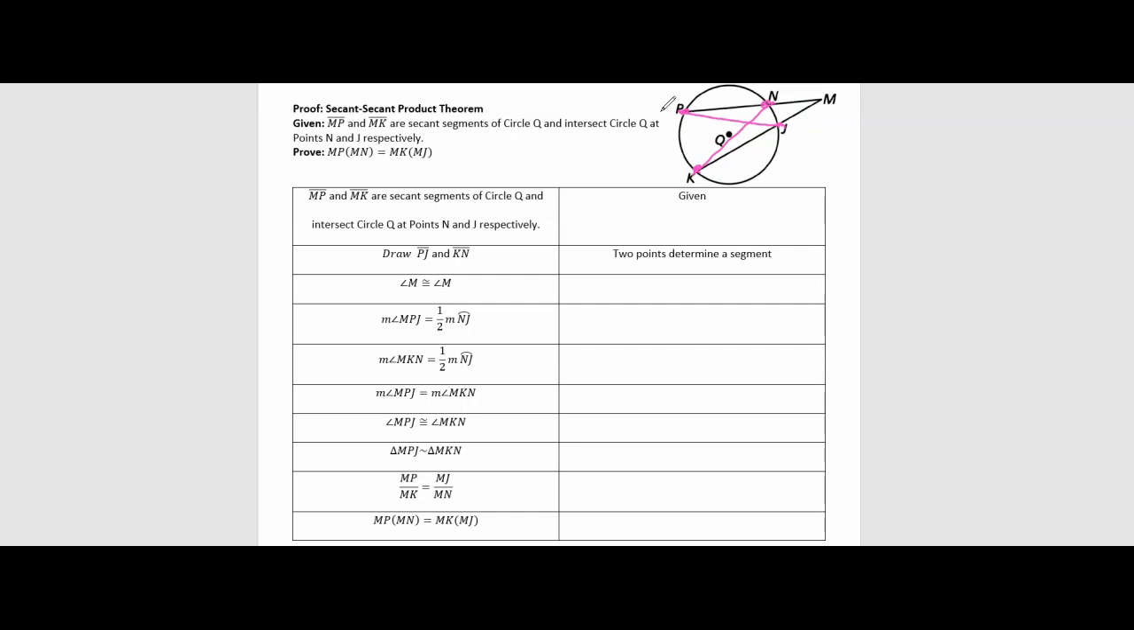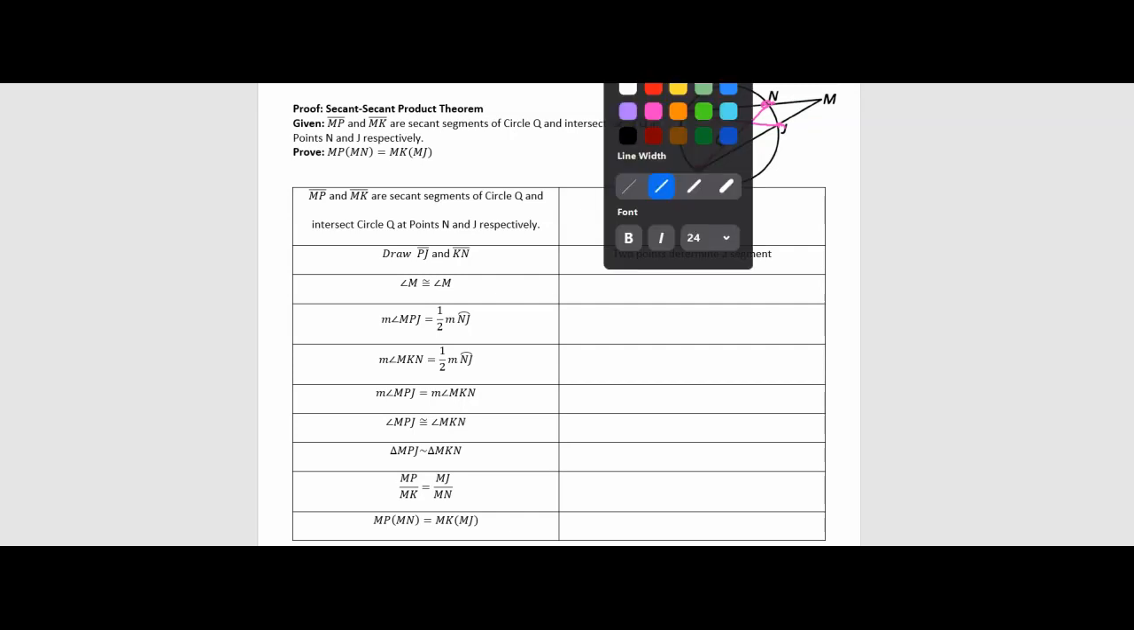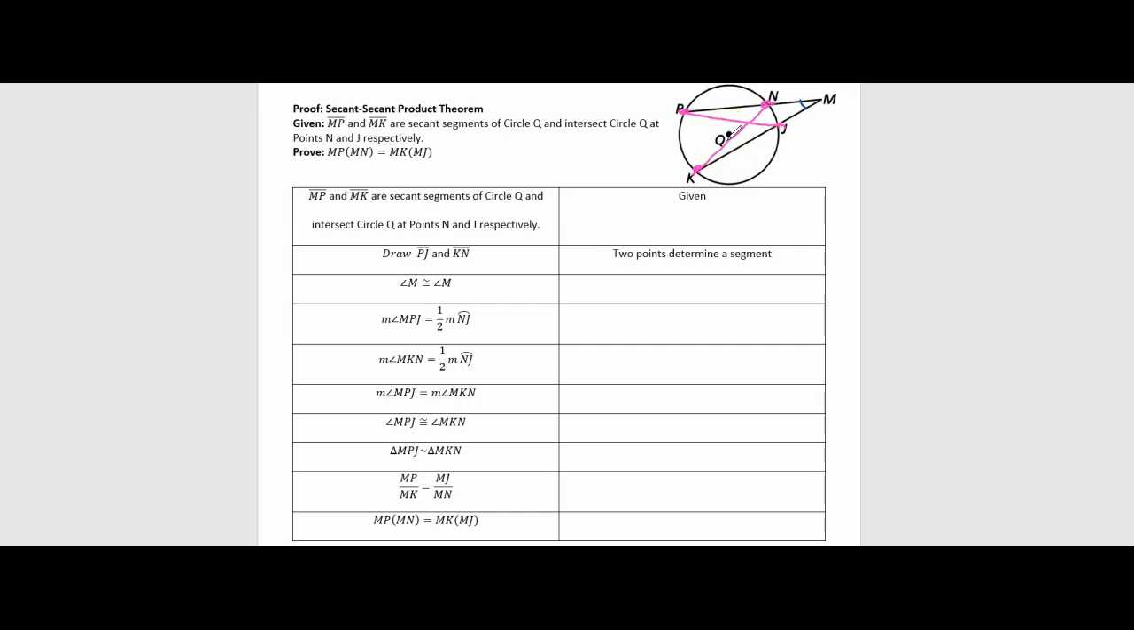Our next one is angle M is congruent to itself. Put a little congruency arc up here, but we should know that that is the reflexive property of congruence. I'm then told that the measurement of angle MPJ, that is this angle right here, just a little sliver there, MPJ is equal to 1/2 the measurement of arc NJ. Go do that arc in orange.